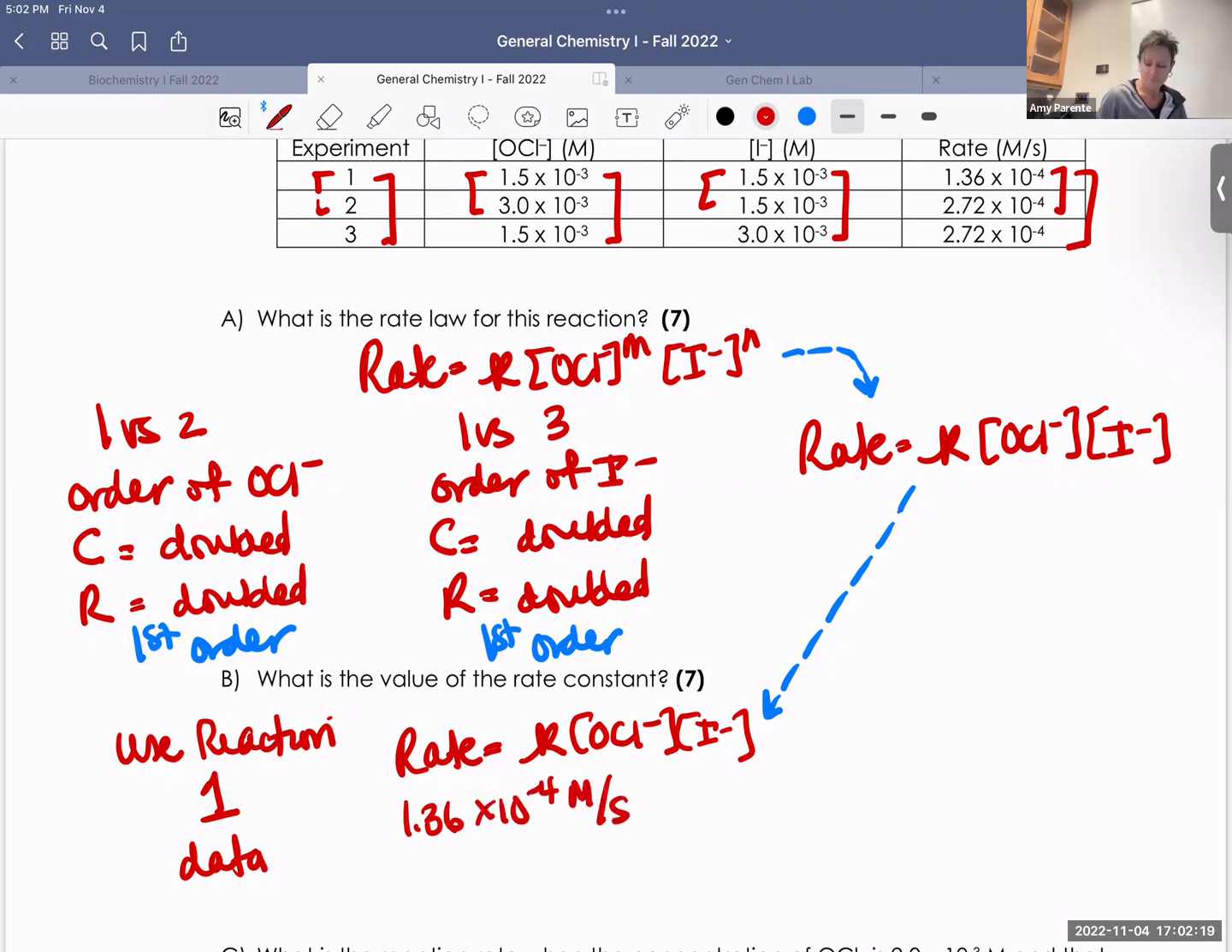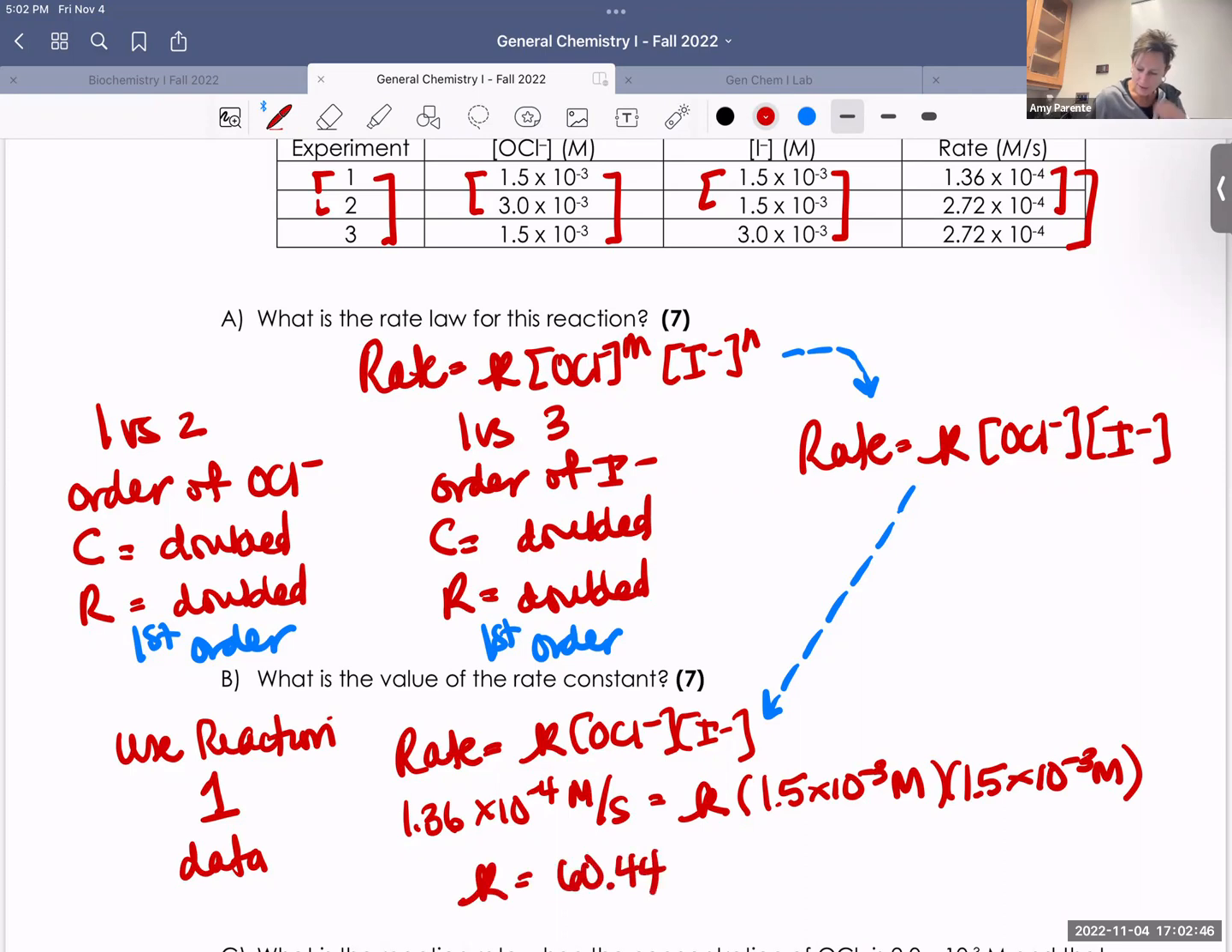Be very careful when you're doing this to watch your units, because the units of the rate constant are really important. Rate always has units of concentration per time. In this case, it's molar per second. I'm going to be solving for my rate constant, and then I'm going to have 1.5 times 10 to the minus third molar and 1.5 times 10 to the minus third molar. Numerically, I'm going to get 60.44. But if I think about what I'm going to have for units here, my rate is going to have units of molar per second, and then I'm going to put in my denominator 2 more molars.